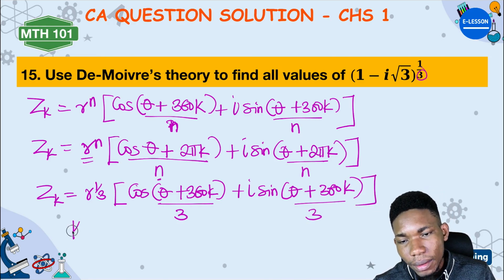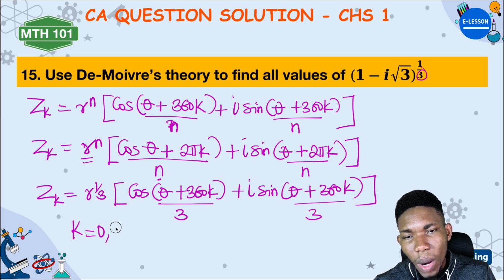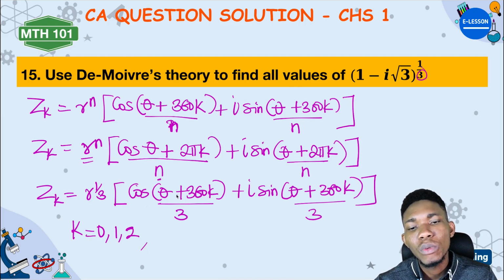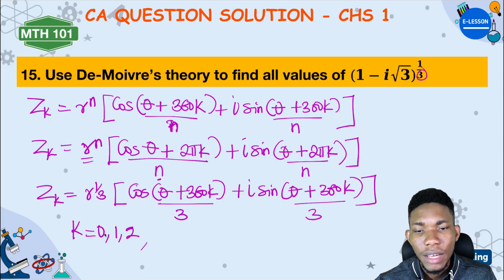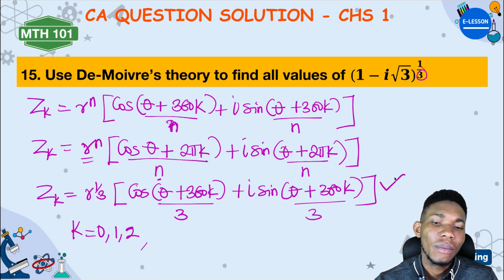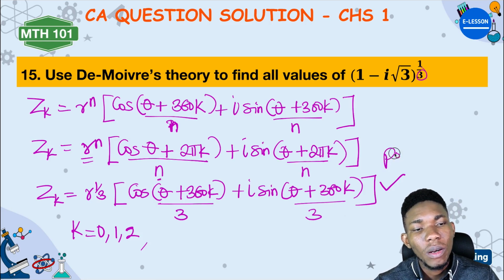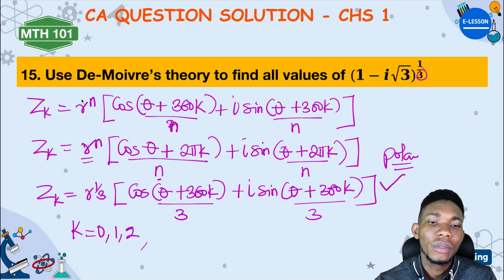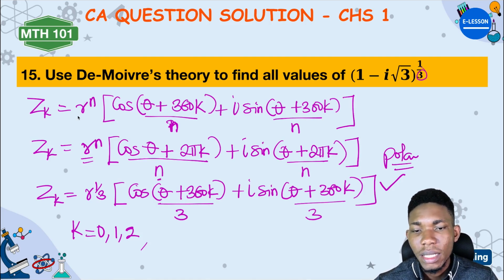Here k can have values 0, 1, and 2. So when they say find the possible values, the only thing that will change in this equation is k: 0, 1, and 2. Are you getting it? We are going to use this particular equation to solve. So just memorize the equation for now. This is the polar form of a complex number using De Moivre's theorem. It's a French name anyway. All right? So k will be changing, but everything else will remain.